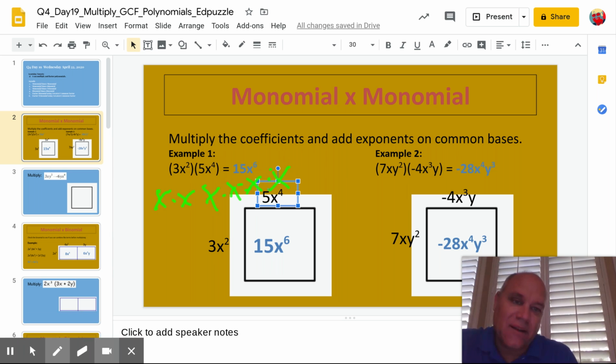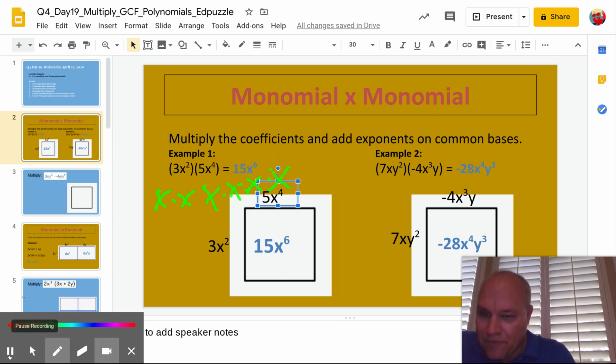All right, example 2 on the right, we have 7xy squared multiplied by negative 4x to the third y. So I set up my area model with a rectangle, and we go 7 times negative 4 gets us negative 28. For x, there's no exponent. What number is that? That's right, it's 1. x to the first times x to the third is x to the fourth. And then y squared times y to the first is y to the third. So that is multiplying monomials. Let's have you give it a try.